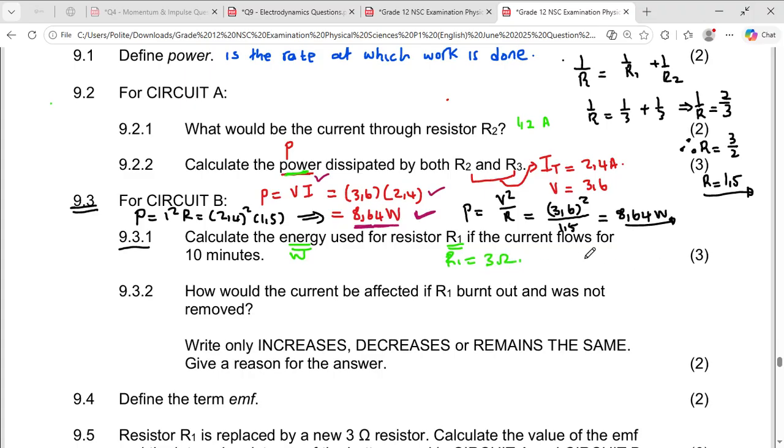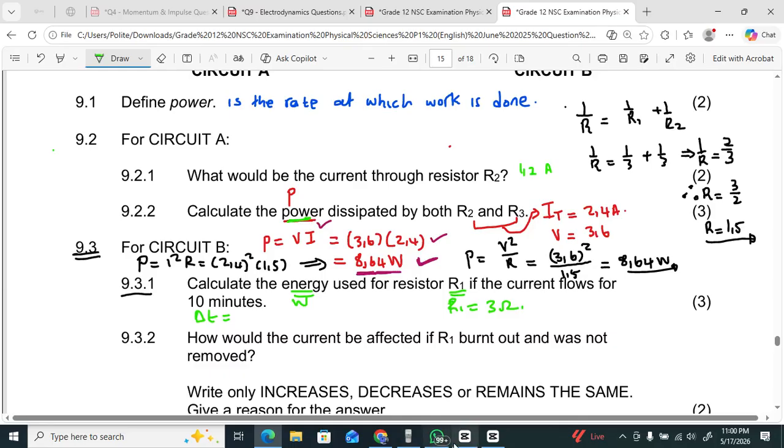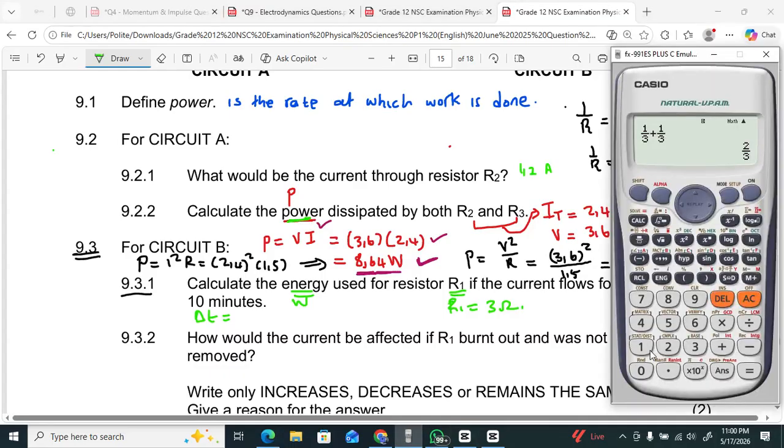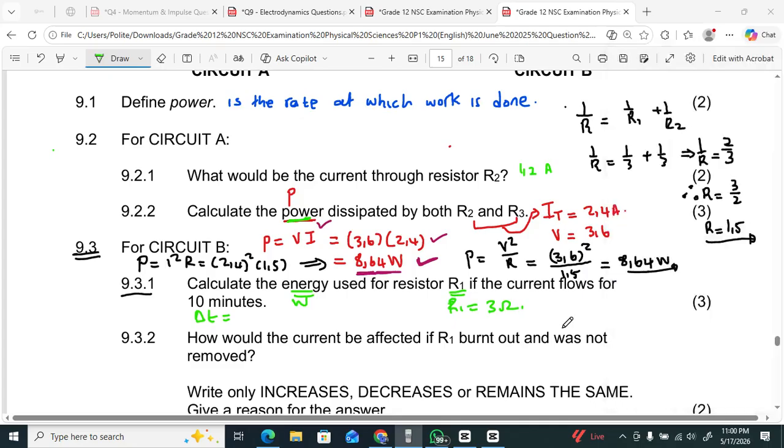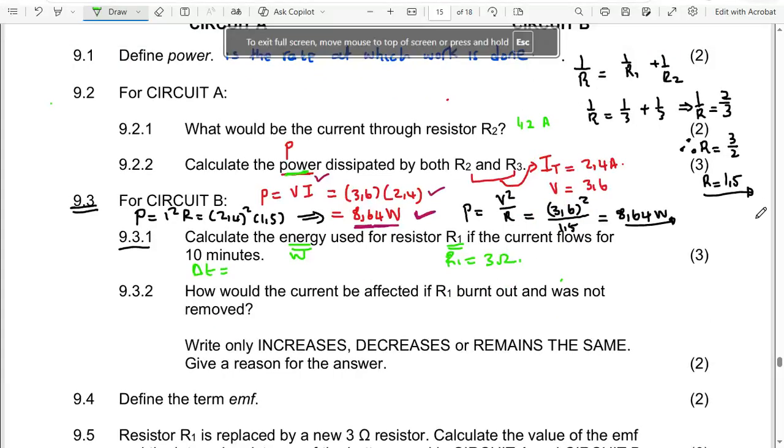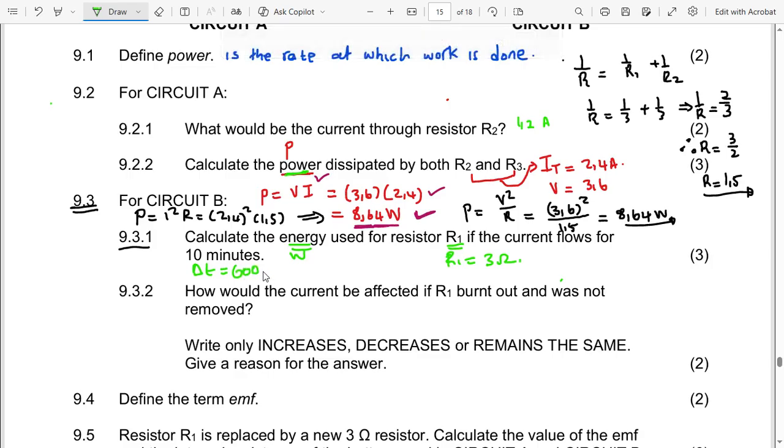Okay, so if the current flows for 10 minutes, then we are given delta T, which is 10 minutes. Remember, when we calculate energy, the time should be in seconds. So we need to take that 10 minutes and convert it to seconds. We know that 1 minute has 60 seconds. So we take the 10, multiply by 60, and this will be 600. Immediately when I see minutes, I convert so that I don't forget. So this will be 600 seconds.